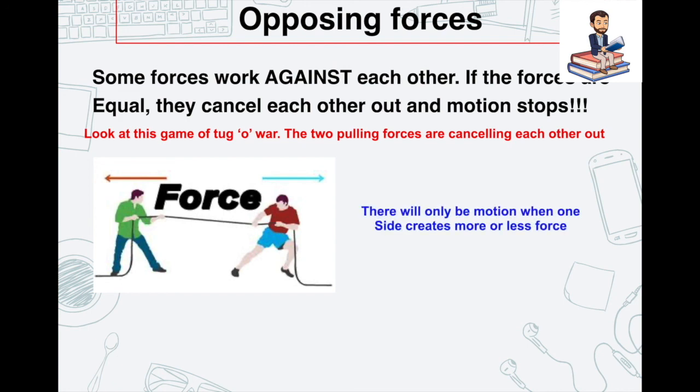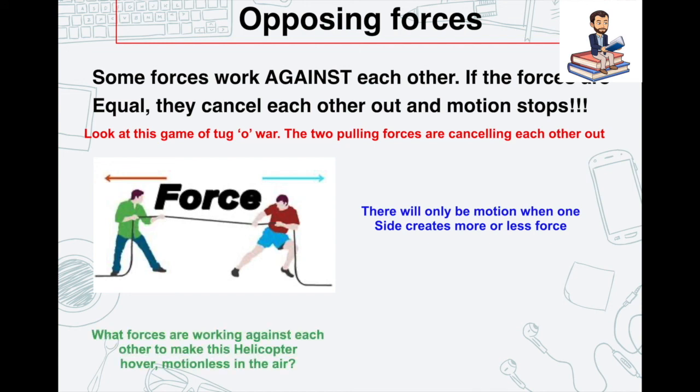Now there will only be motion when one side creates more or less force than the other. Let's imagine this guy in the green top gets tired. Now he doesn't have energy to put more force in, but this guy still has enough energy and his force overpowers this, and then they will all move this way, and there will be motion then.